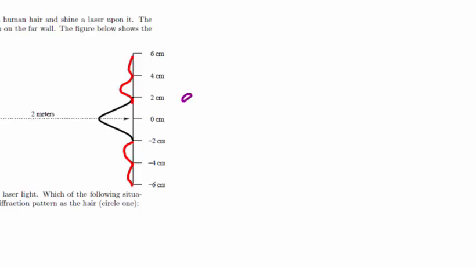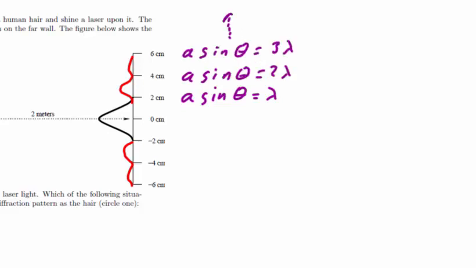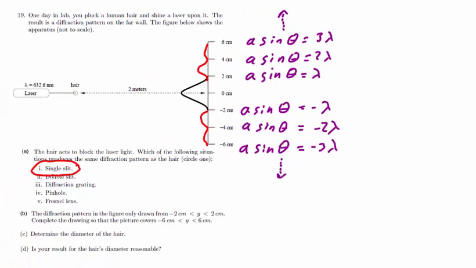The first one is a sine theta equals lambda. The second is a sine theta equals 2 lambda, and so on in both the plus and minus directions. The diameter of the hair acts in the same way as the width of the slit, and therefore we need to solve for the value of lowercase a.